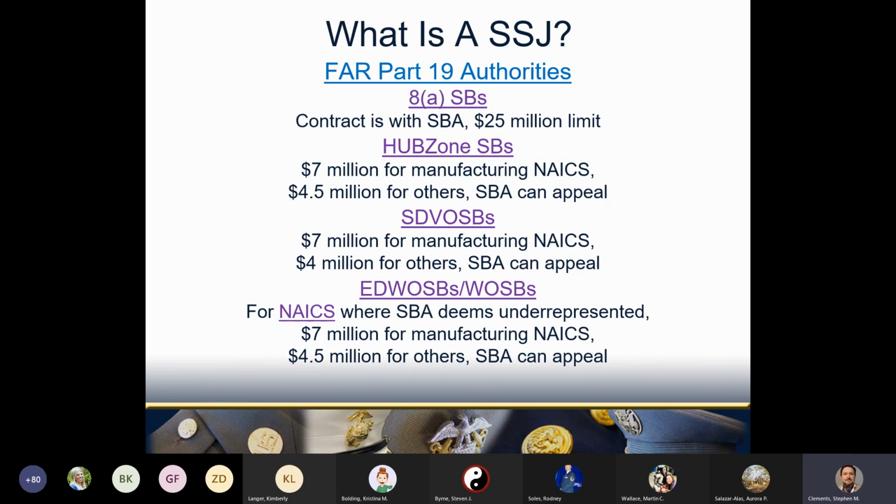If you read FAR Part 19, and you absolutely should, you'll see that the SBA has the right to appeal all kinds of things and get in our business if they so choose. Now, I've never seen them do that personally, but it's something to note. It is a risk you should account for in your acquisition planning. So those are the sole source authorities FAR Part 19 gives us.